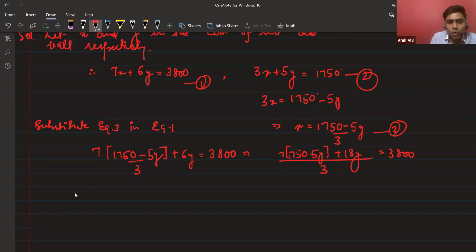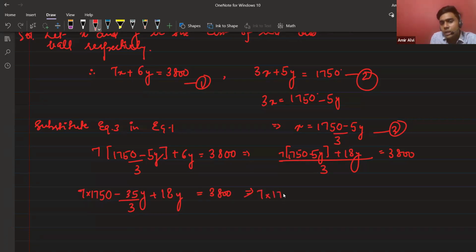Okay. So now you can say 7 into 1750 minus 7 multiplied by 5y. It would be 35y plus 18y, divided by 3, which equals 3800. Now this division will get multiplied into 3800. Yes or no? Yes, sir. 12250 minus 17y will be left. If we subtract 18, 17 will be left, equals 3800 into 3.